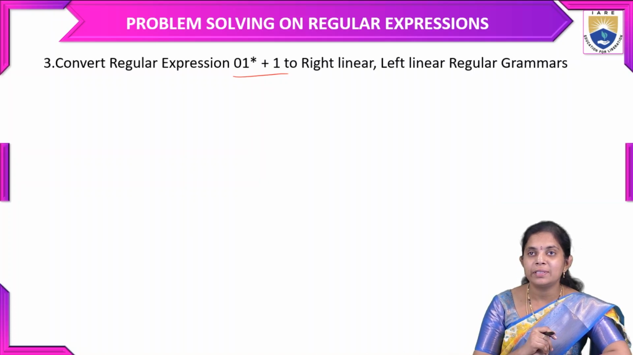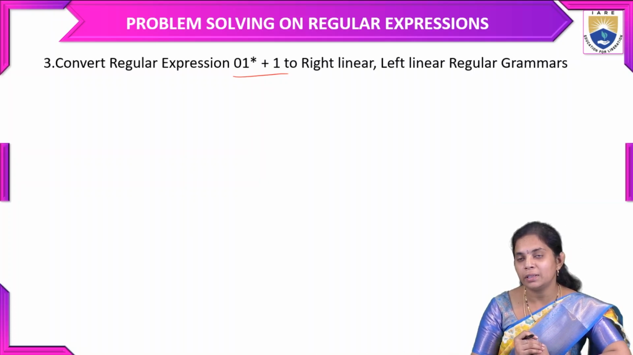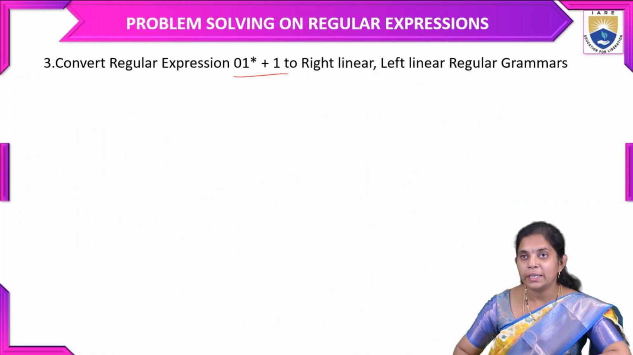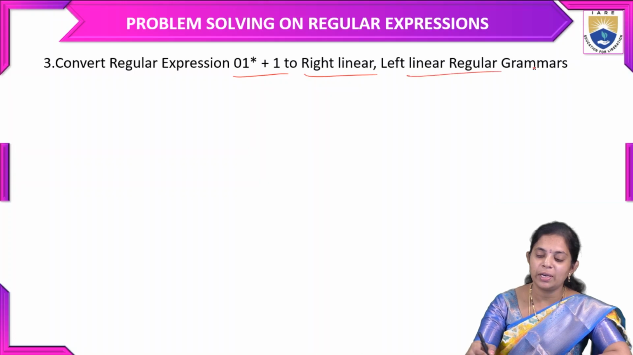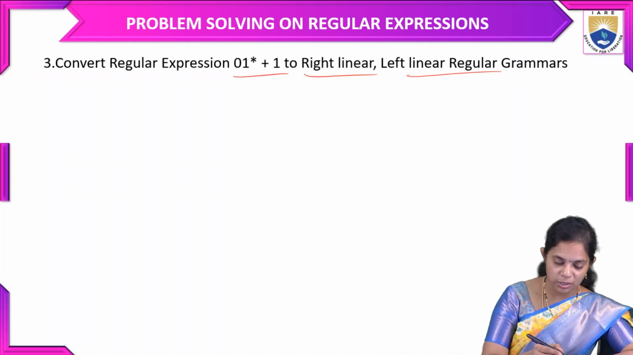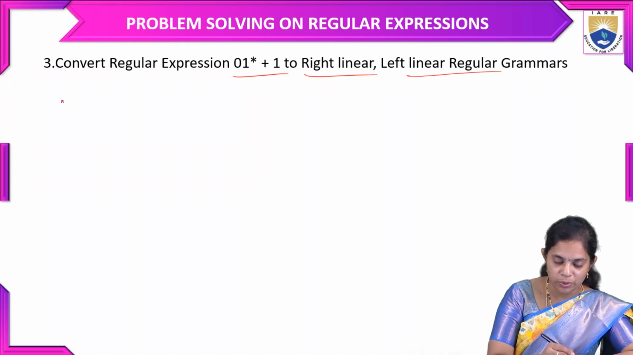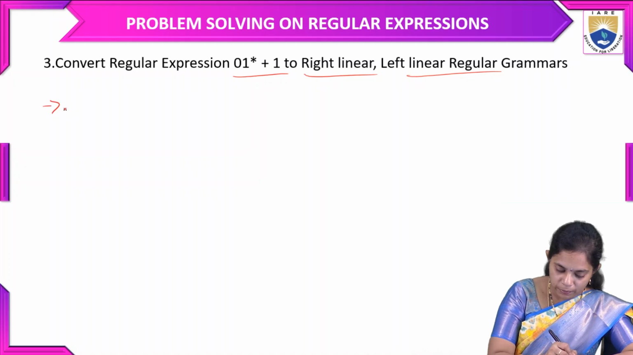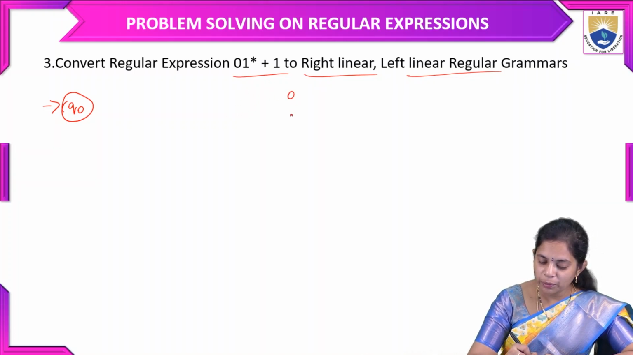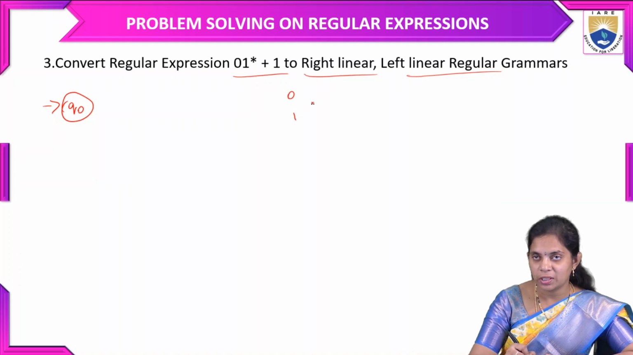So earlier we have seen converting finite automata into regular expressions and into grammar, and here they are asking for the left linear and right linear grammars. So the first step is the same: we need to construct the finite automata. So here 0, 1 star plus 1. So Q naught is the initial state, and with the 0 input or 1 input, it is reaching the final state. And with multiple 1 star.